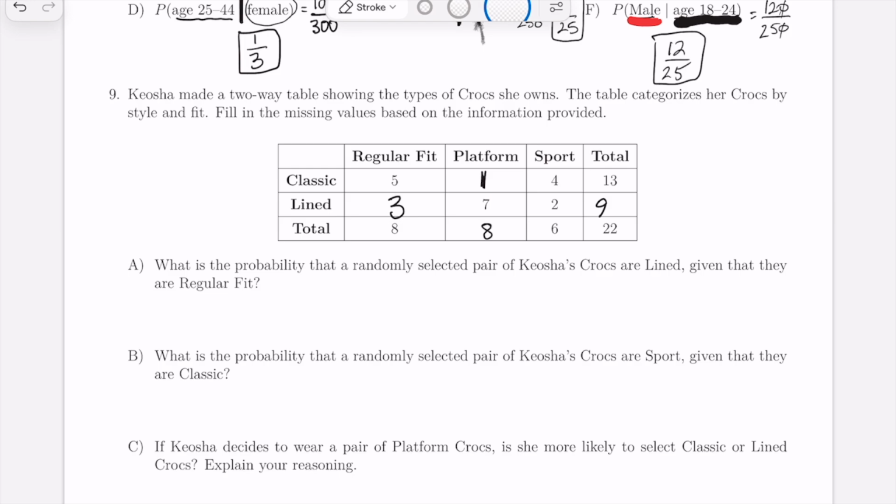What's the probability that a randomly selected pair of Keisha's Crocs are lined given that they are regular fit? So we are looking for the probability of lined given regular fit.